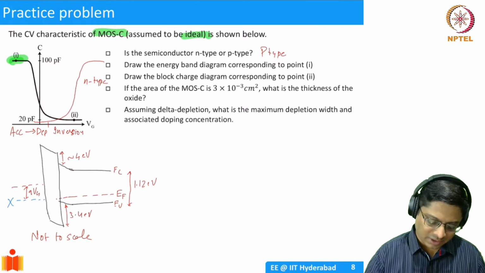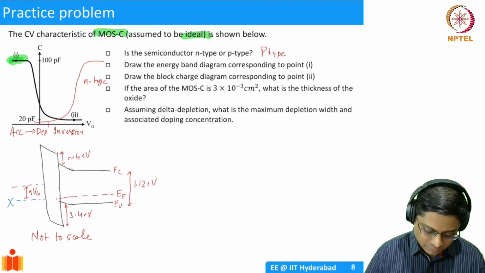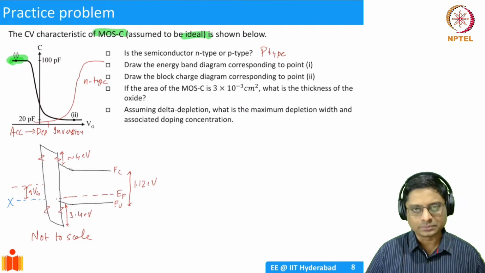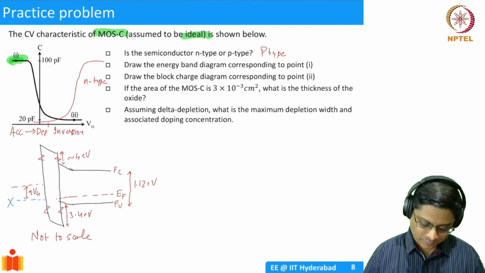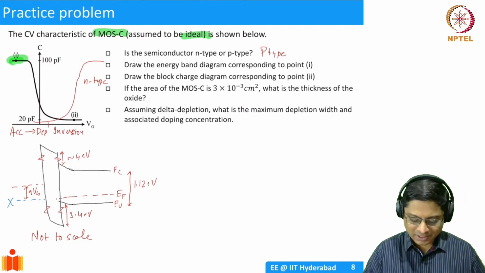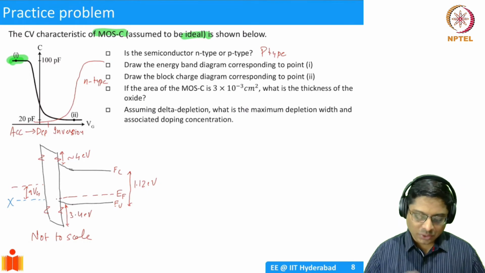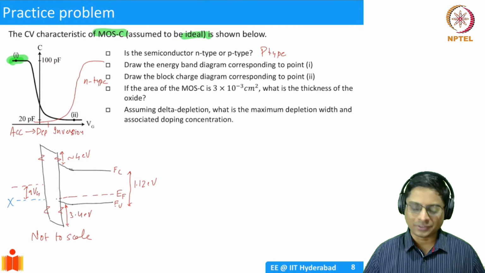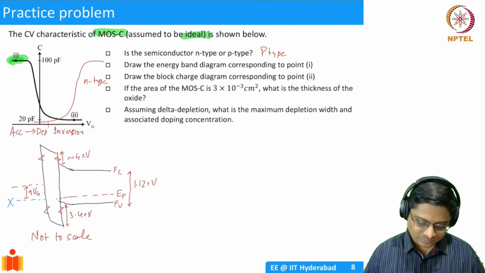One way of representing that you are not drawing to scale would be to put something like this. This mark indicates that there is a break in the axis there. Okay? All right, so this is how a band diagram will look like in accumulation. You should also practice how the band diagram looks like in inversion, okay? Please do that. It's helpful for you, okay?